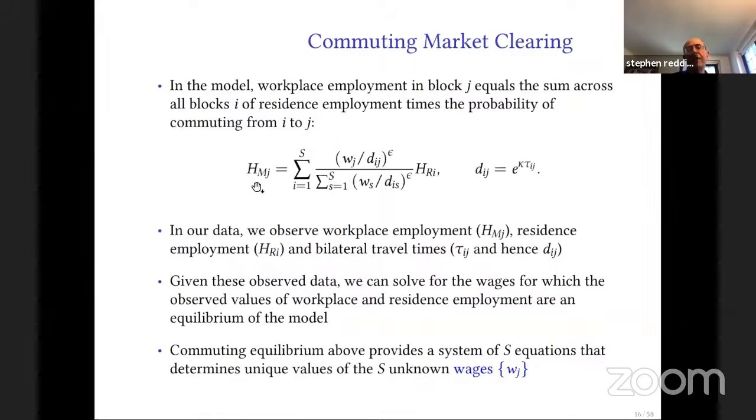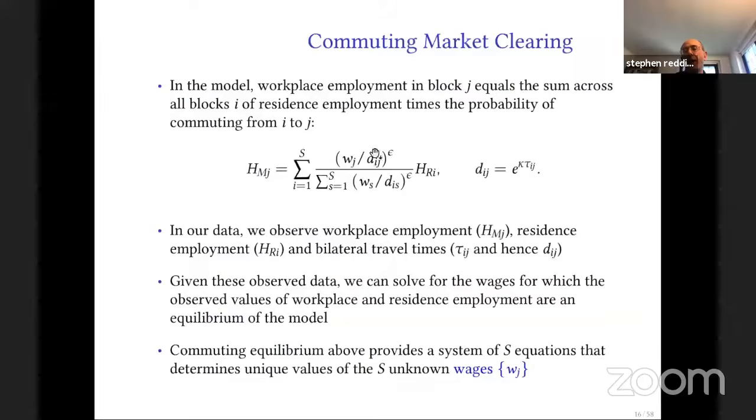And then the model tells us that the number of people who work in J has to equal the sum across all locations of the number of people who live in each location times the conditional probability that they commute to J. Furthermore, the model tells us that these conditional commuting probabilities have this functional form here because of our extreme value assumption. And now let's look at this equation here. I observe everything on the left-hand side. I observe residents on the right-hand side.